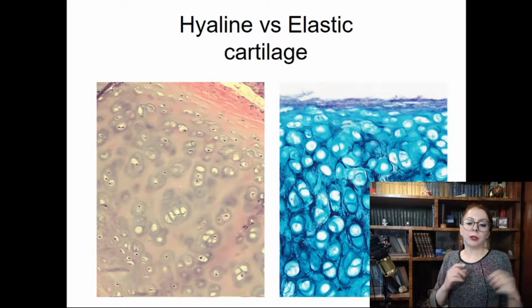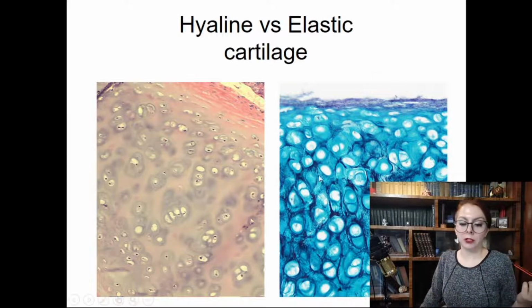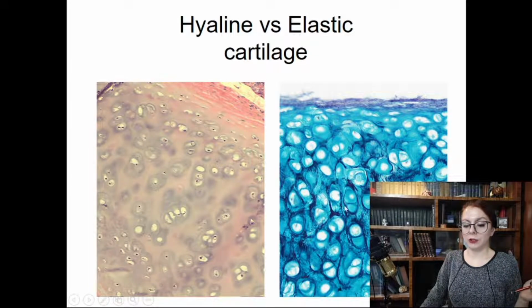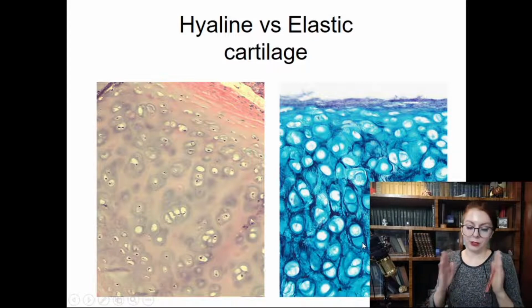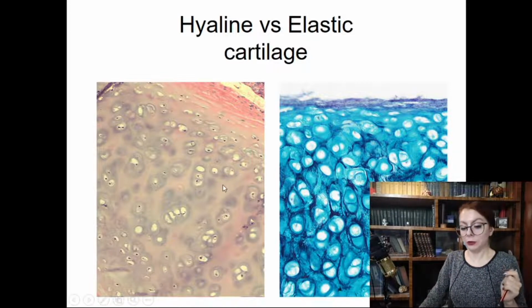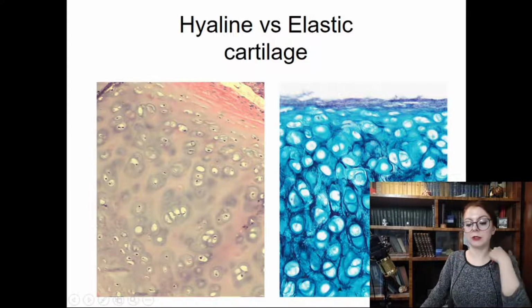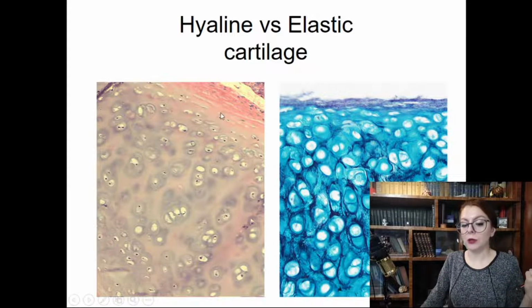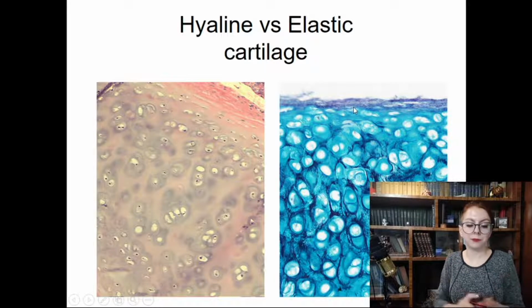Then, if we compare hyaline and elastic, we can easily distinguish elastic by the shape of the isogenous groups. You can see irregular or spherical shape here, and in elastic cartilage, usually isogenous groups are made up of 2 cells only, oriented almost parallel to one another. Then the interterritorial matrix here is homogeneous, while there it is represented by very well distinguishable elastic fibers. Both have the perichondrium here and there.